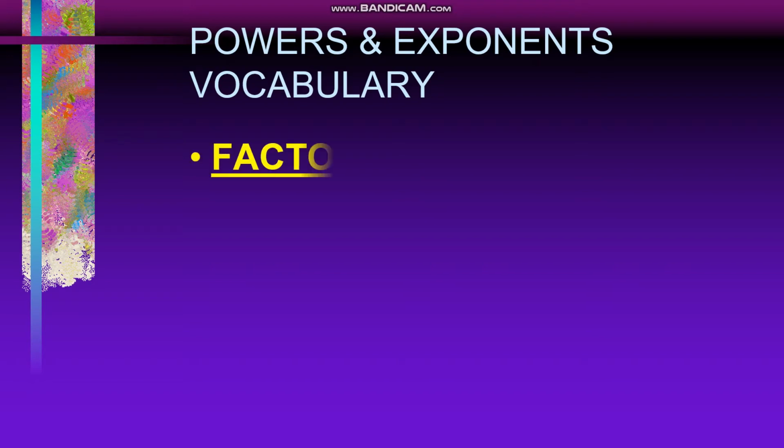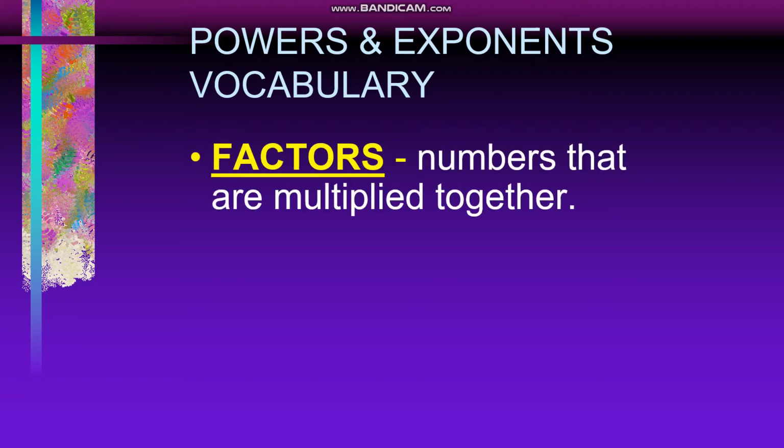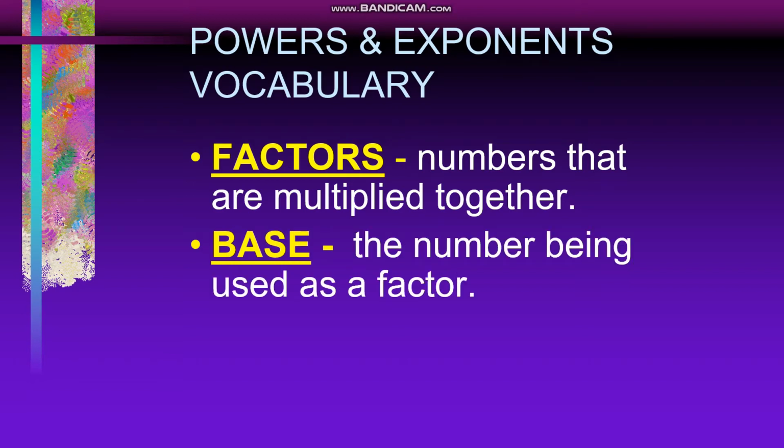Powers and exponents vocabulary. When we say factors, it means these are the numbers that are multiplied together. For example, we have 2 multiplied by 2, so 2 and 2 are what we call the factors. Base means the number being used as a factor. For example, I have 10 to the second power, so 10 is what we call the base. This base is a number being used as a factor because 10 squared means 10 multiplied by 10, and the 10s are what we call the factors.